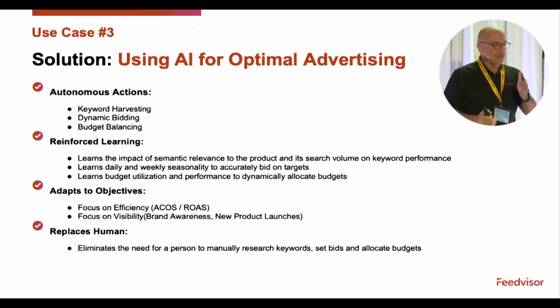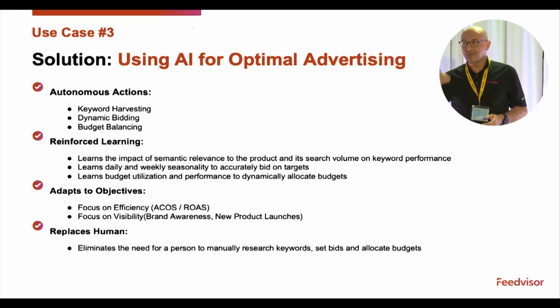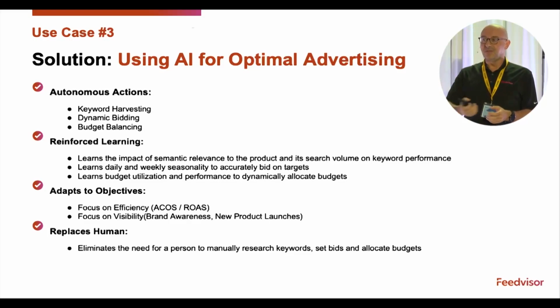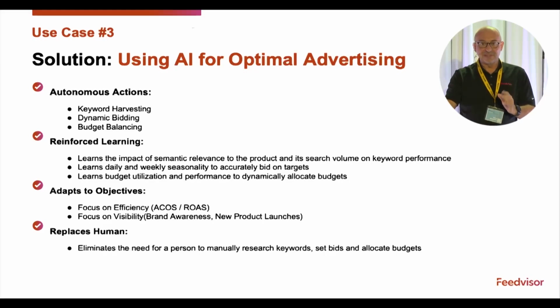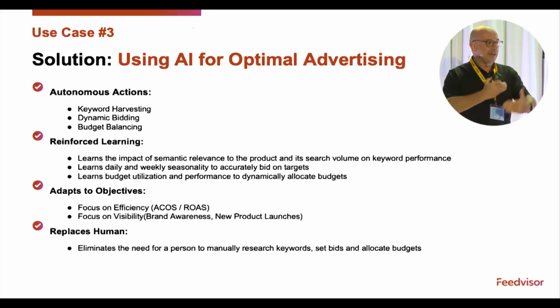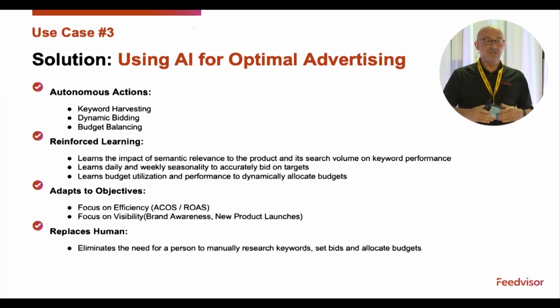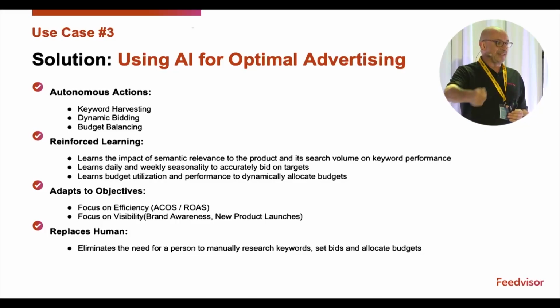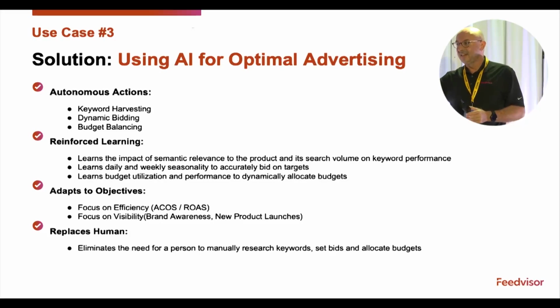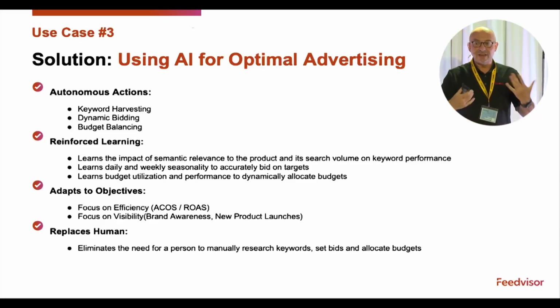With all of that, we have two different objectives. You can focus on efficiency and say, I want to achieve certain ROAS or ECOS, or we want to focus on what we call the visibility, achieve the higher brand awareness, help you with the new product launches. And again, same algorithm behaves differently given the objective. And finally, as a result, we replace human. We don't eliminate the person needed for the advertising, but that person doesn't need to take these mundane tasks that they will do if they have to do it manually.